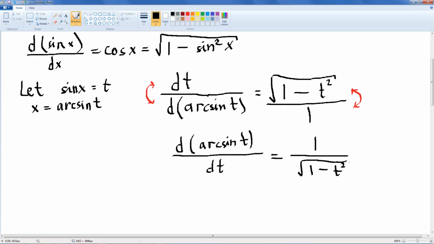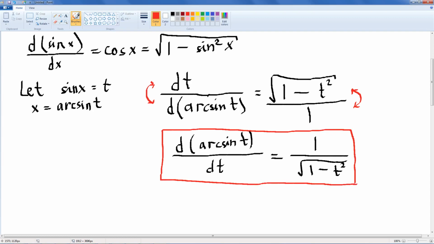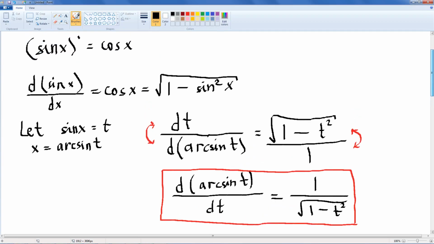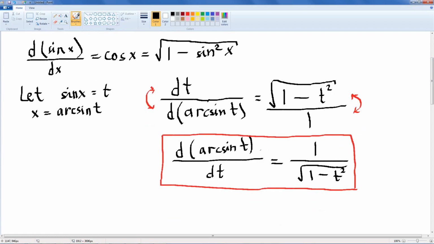So as you can see, and actually if you look closer, this is exactly the derivative of arcsine t. You see, d of arcsine t over dt is equal to 1 over the square root of 1 minus t squared. And so this is the answer, okay? We found the derivative of arcsin t, or arcsin x, because it doesn't matter which variable you use. So as you can see, there aren't that many steps, and we found it so easily. Now let's try with something else.